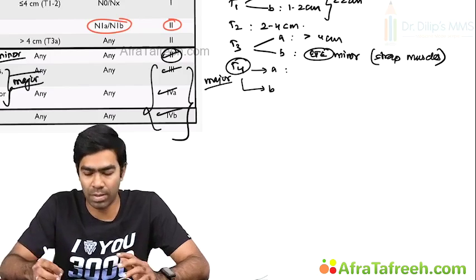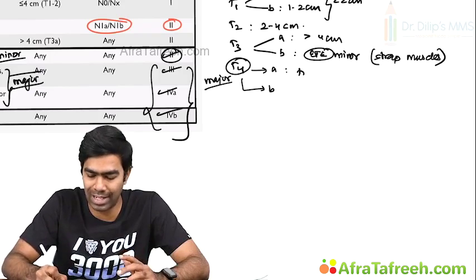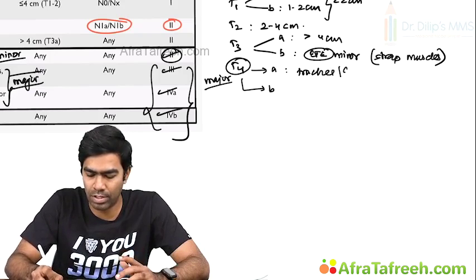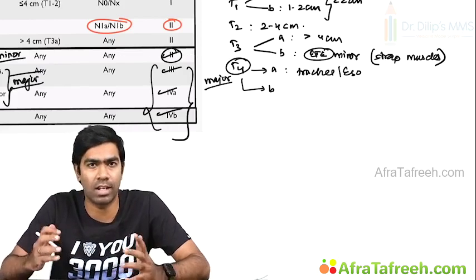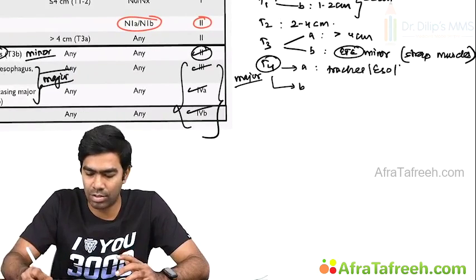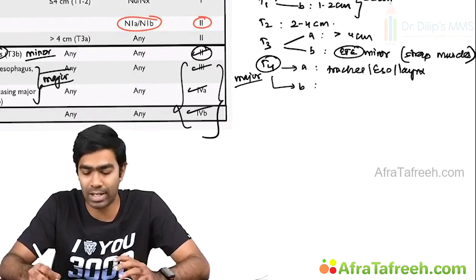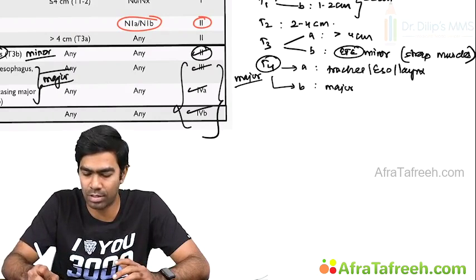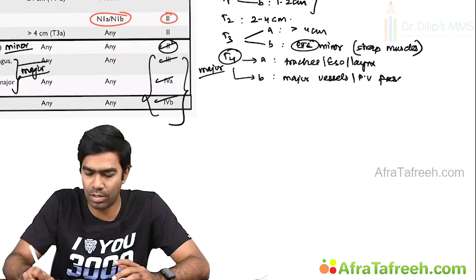In the sense, T4A means you're going to involve the locoregional structures like your trachea, esophagus, probably your other areas nearby, and larynx. And T4B means you're going to encase major vessels like the carotid sheath, or you're involving the prevertebral fascia. So this is T4B, right?